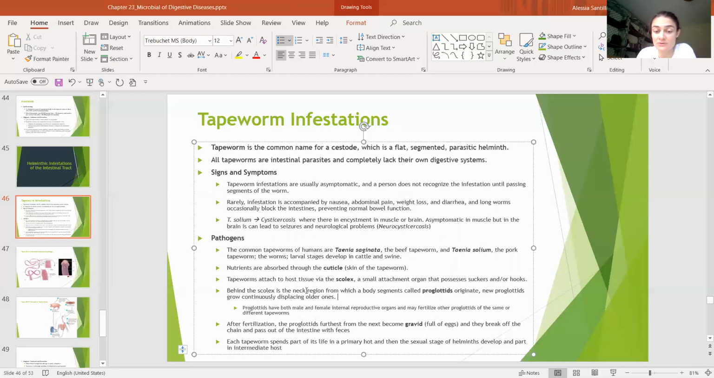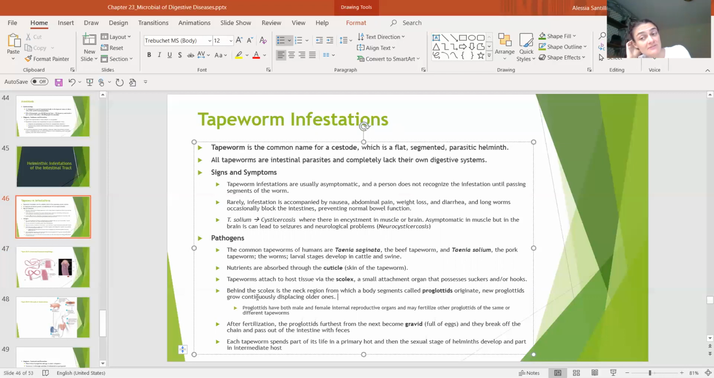Behind the scolex is a neck region, and then you start making those body segments called proglottids. Each proglottid just keeps growing and growing, each one kind of displacing the older one. So that's how the tapeworm grows and can reach up to 4 meters.